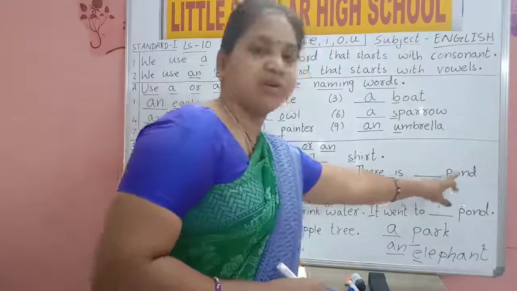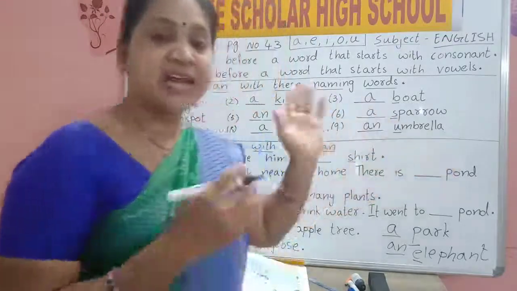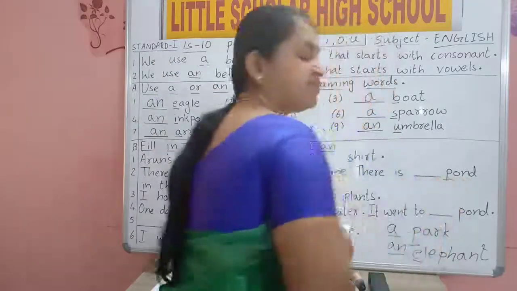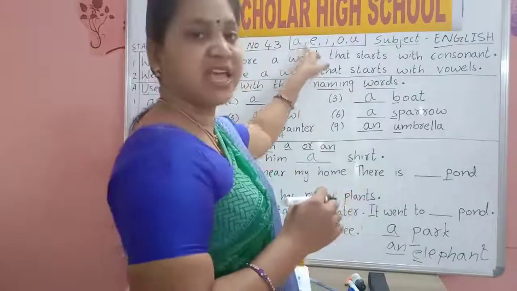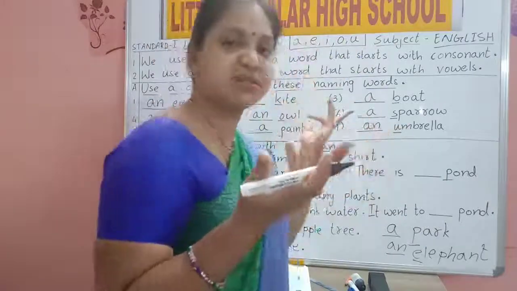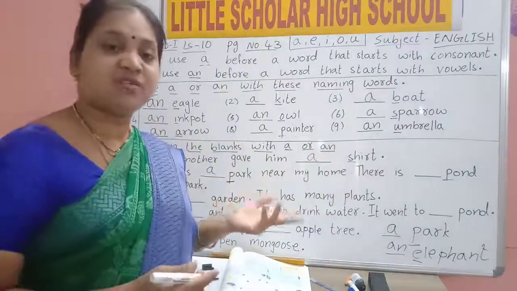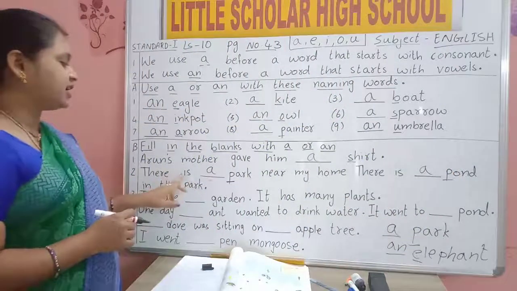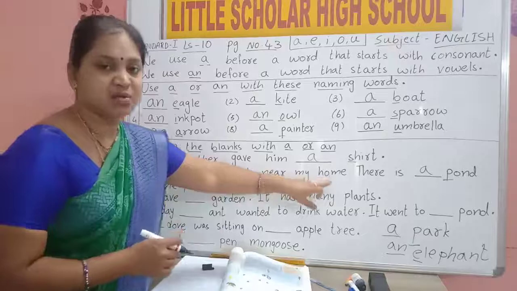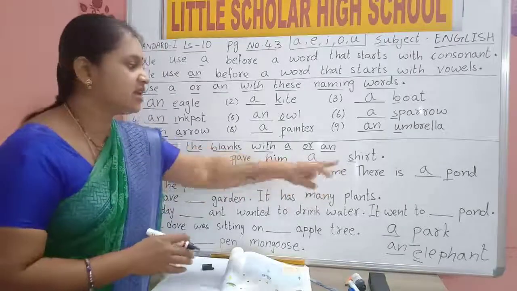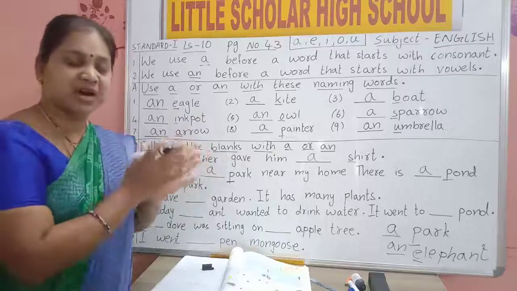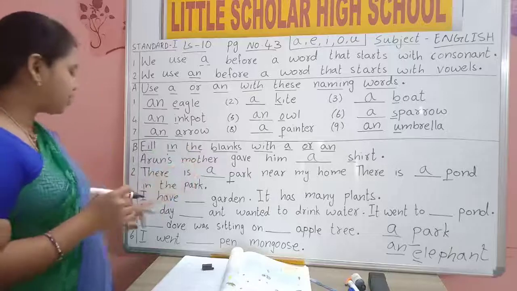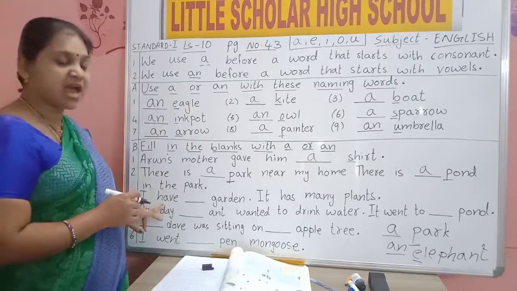Now, next. There is dash pond. You should see immediately after the dash. After the dash you have P-O-N-D, pond. What is the first letter? P. P is present in vowels? A, E, I, O, U. No, P is not there. That means it is a consonant. So in front of a consonant, you should write A. Now read. There is a park near my house. There is a pond in the park. So, there is a park near my house, and in the park, there is one small pool, a pond.